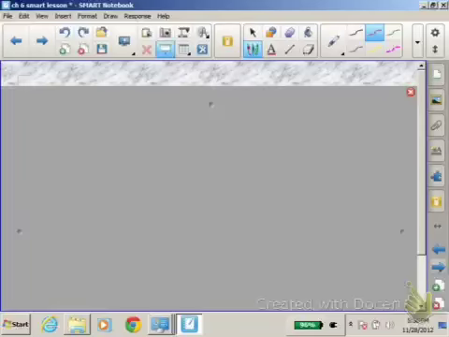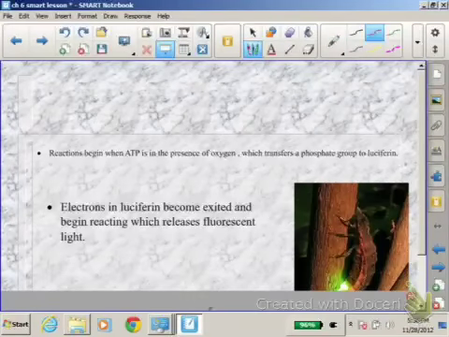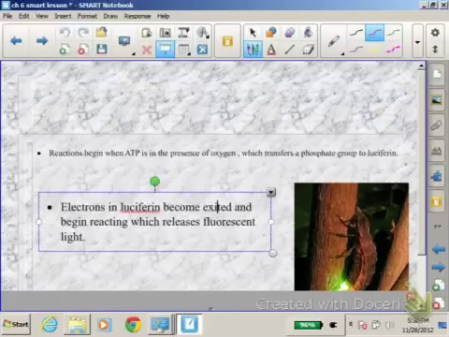So let's look here. It says reactions begin when ATP is in the presence of oxygen, which transfers a phosphate group to luciferin. And when that happens, electrons in luciferin become, that should be excited, not exited. Let me change that real quick. Okay, so electrons in luciferin become excited and begin reacting, which releases fluorescent light. Anytime you give off any kind of light, that's when electrons are being given off. So that's just the ability of organisms to give off their own light.